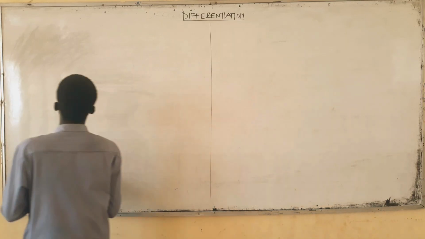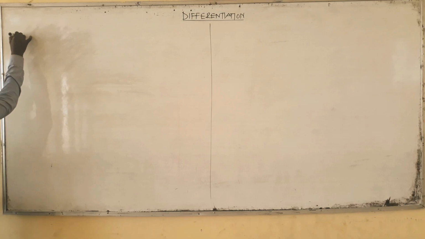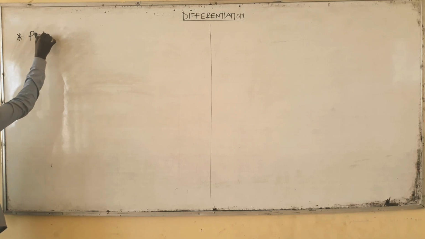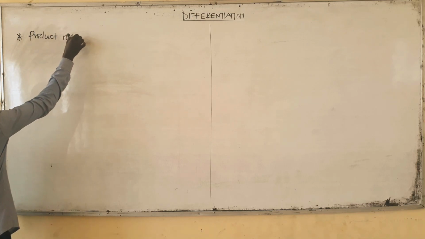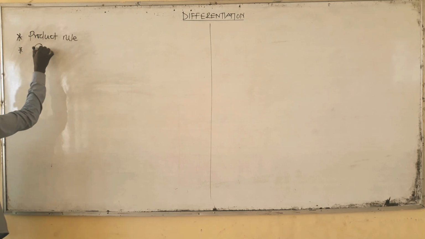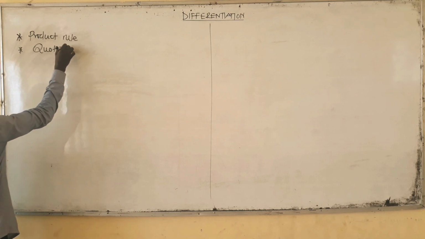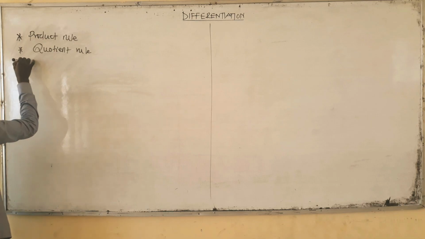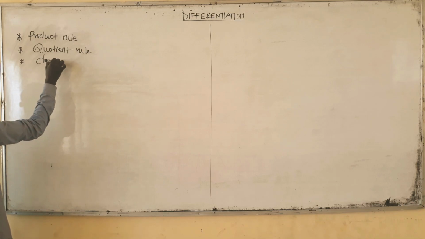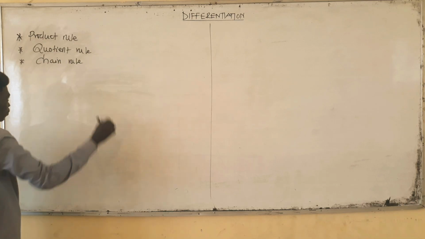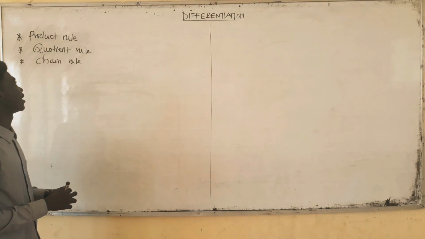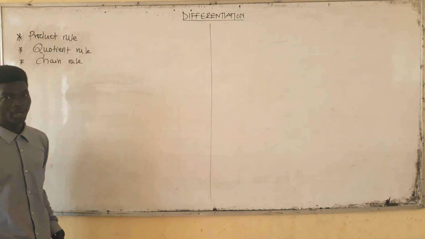So we have the first rule to be the product rule, we have the quotient rule, and we have the chain rule. Okay, so now let's take them one after the other. Let's see how the product rule works.